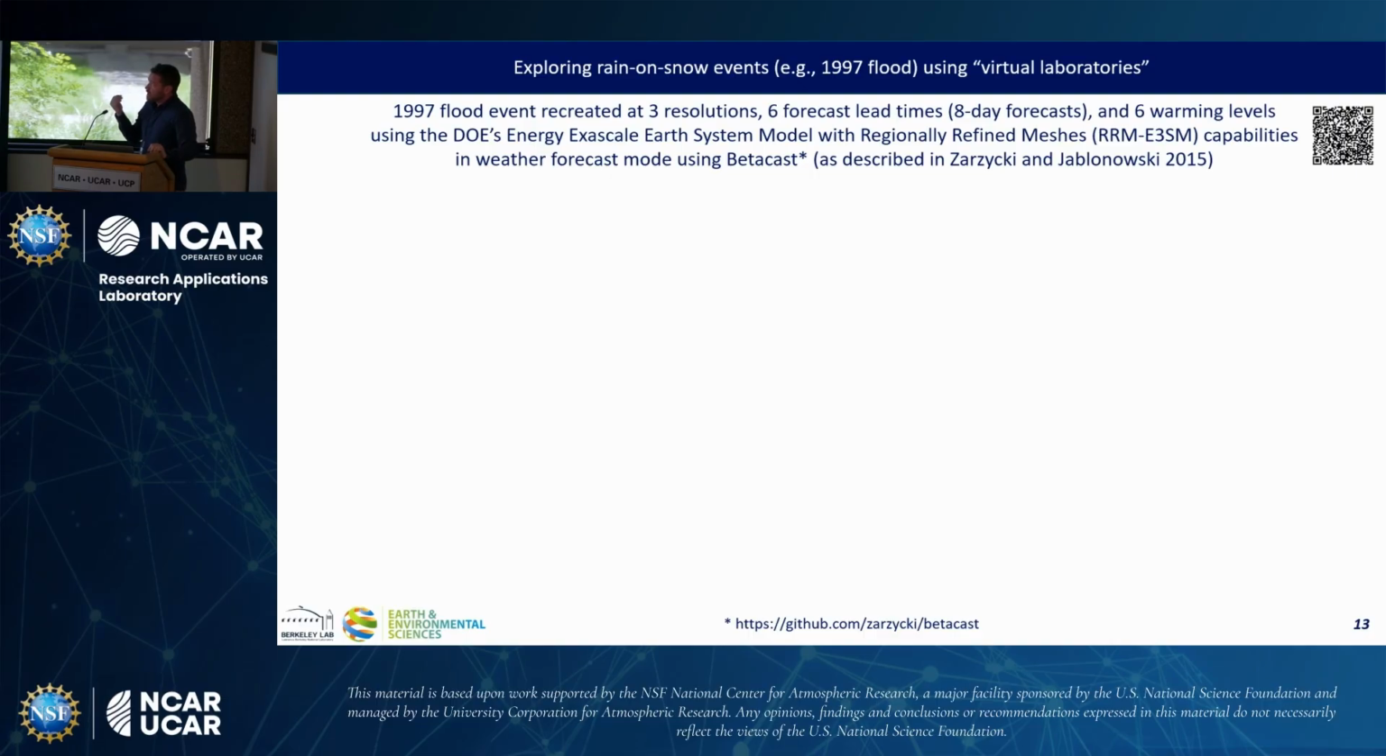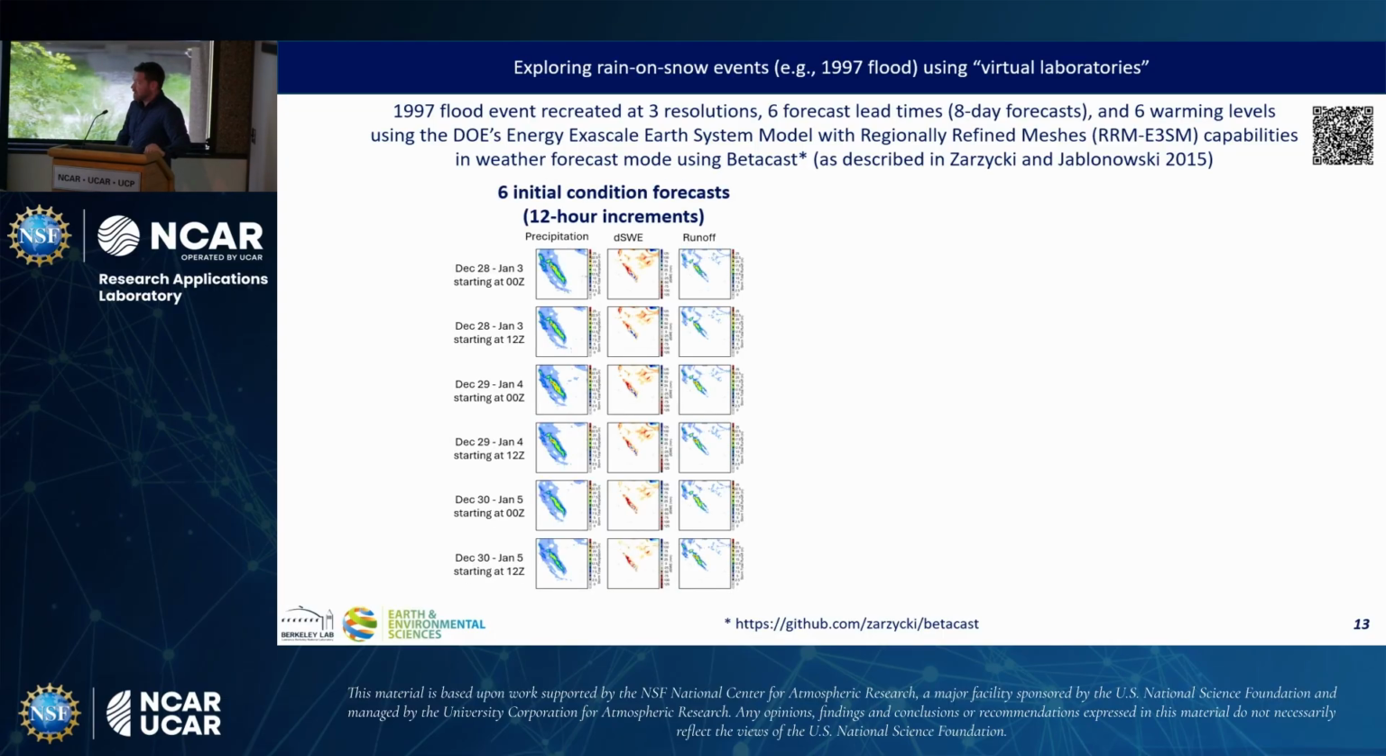And then we also played around with warming level. So what if you preconditioned the land surface and the atmosphere at, say, 1 degree of warming, 2 degrees, 3 degrees, or a pre-industrial climate using LENS, the large ensemble that's produced here at NCAR. And again, these are enabled by this thing called BetaCast, of which Colin Zarzycki is the lead developer. You can get more information about it there. There's also a GitHub if you're interested.